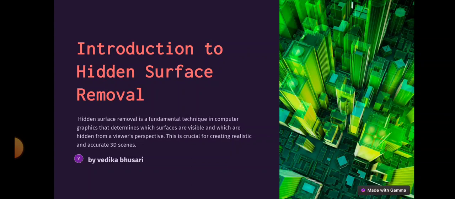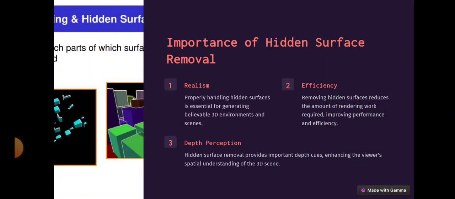Now, let's talk about the importance of hidden surface removal: realism, efficiency, and depth perception. In computer graphics, the goal is to create images that accurately represent a 3 dimensional scene. If you don't remove the hidden surfaces, you will end up with images where the objects appear to intersect or penetrate each other incorrectly, resulting in visual artifacts and inaccuracies.